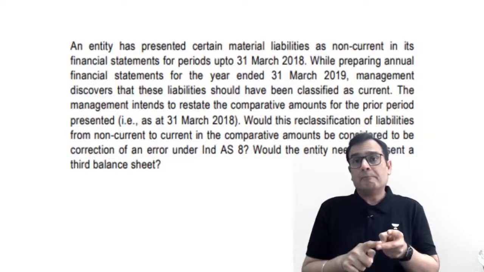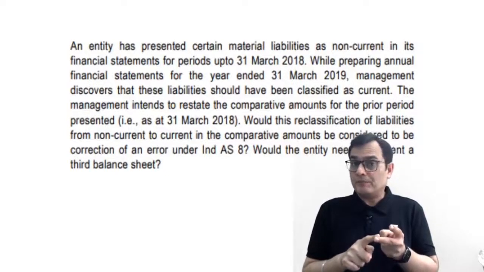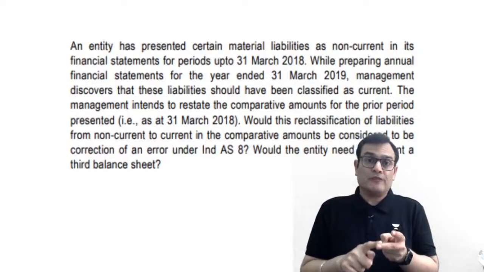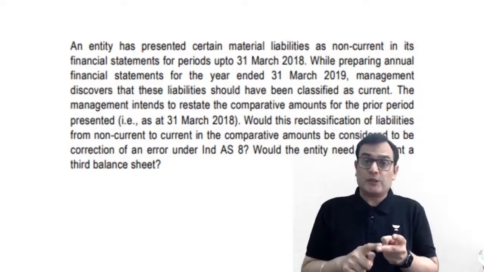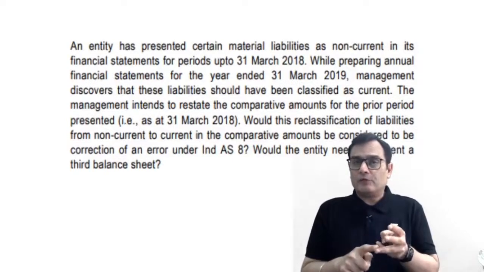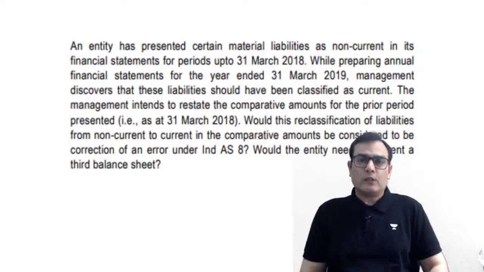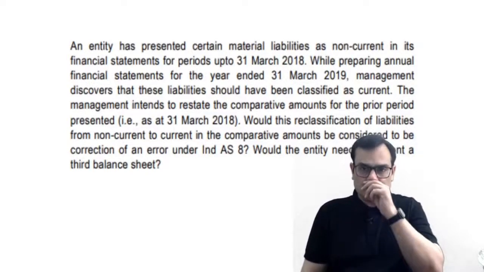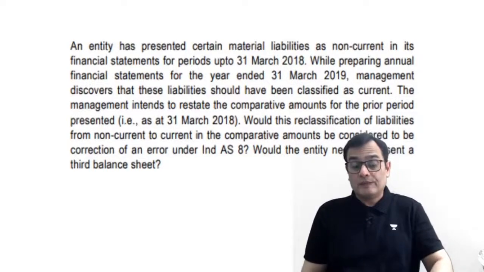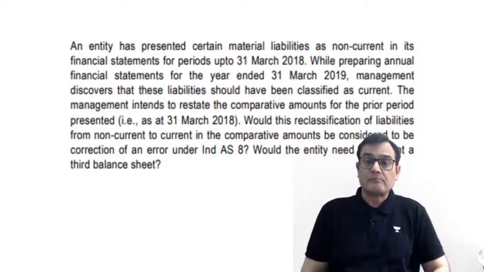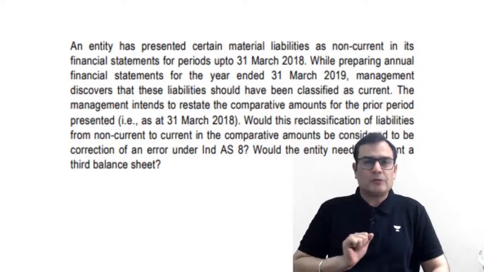Number two, the impact of this retrospective change in policy is something which is material. The correction of the error is something which is material, or the reclassification is also material. And number three, most important, is that it should trigger the asset or liability change in the balance sheet. So if there is an error which is affecting only an income or expense but not an asset or liability, then a third balance sheet is not going to trigger.